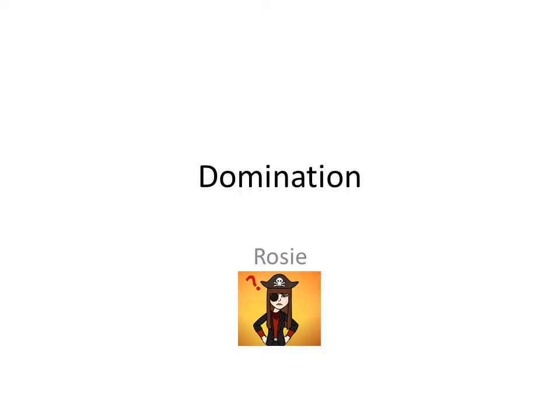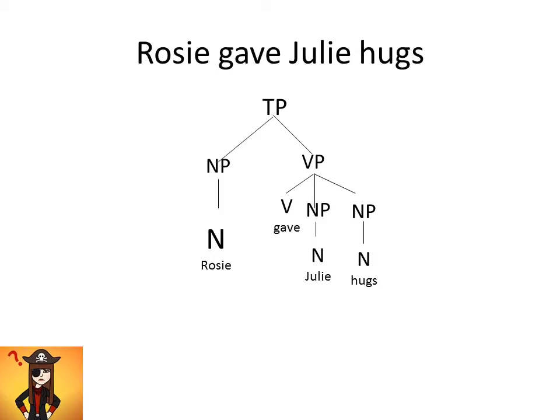Domination. Domination is a specific type of relationship between nodes. When looking at this tree, we can see that the TP dominates everything under it, including the terminal nodes. But the NP only dominates the noun, Rosie. Can you identify what the VP dominates over? Great. The VP dominates over the verb gave, the two noun phrases, and the two nouns Julie Ann hugs.